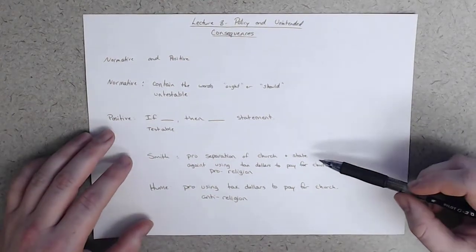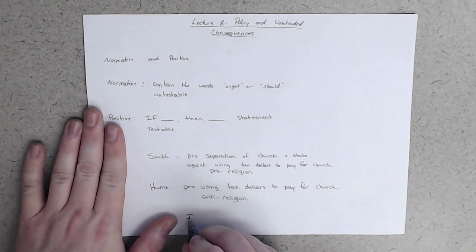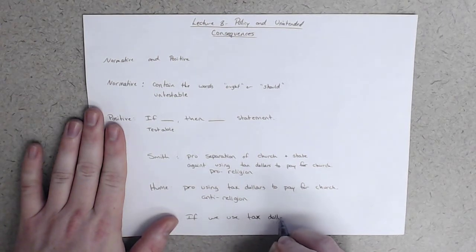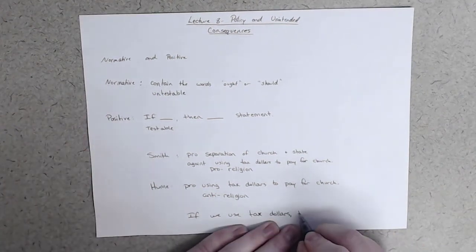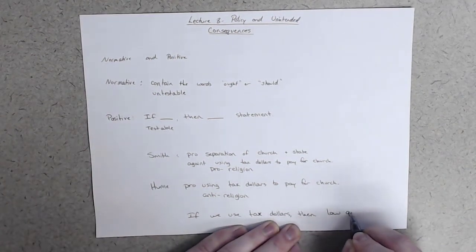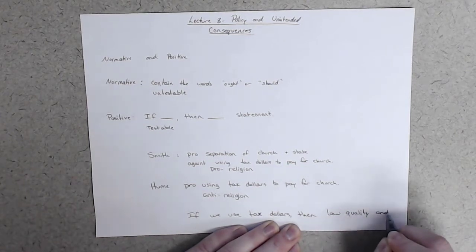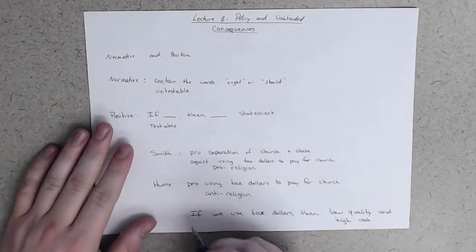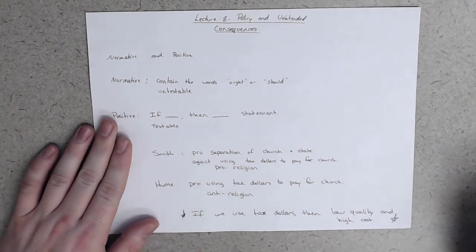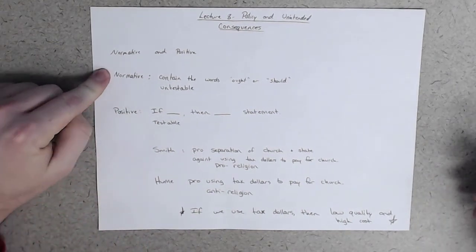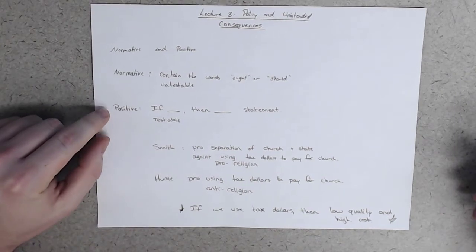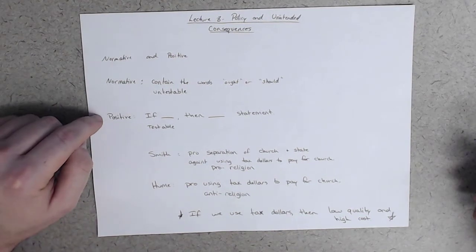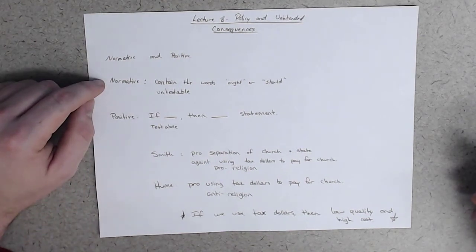And so both of them agreed on the statement: if we use tax dollars, then low quality and high cost. Both of them agreed here, but they disagreed on the normative part. They agreed on the positive analysis. If we use tax dollars, then low quality and high cost will result. They disagreed on the normative part.